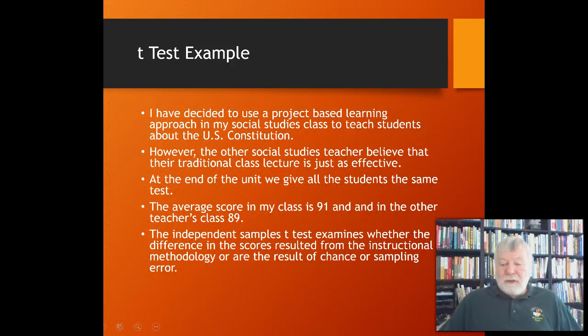Now, here is the question. Of course, I would like to argue that I got a higher score because I used project-based learning. And of course, the other teacher would like to argue there's really no difference here. My teaching strategy was just as good. But how do we know if it was really a result of chance or sampling error, or if there really is a statistical difference? And that's what the t-test will help us determine.